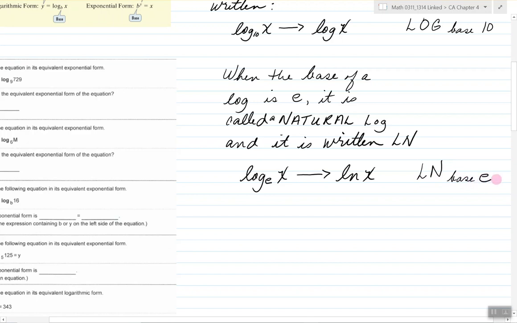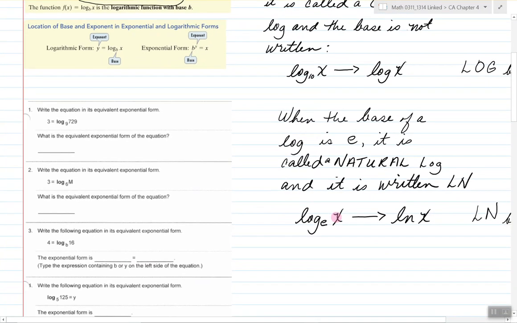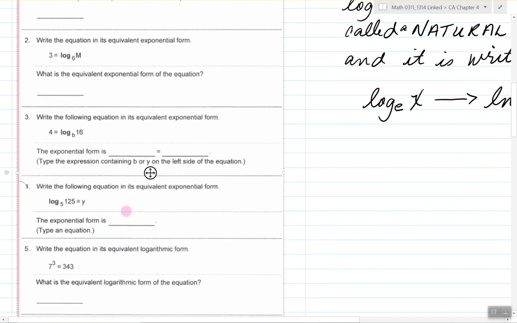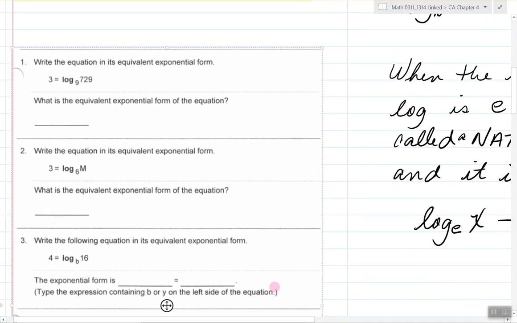We will talk more about that later, but I wanted to mention it right now. Natural logarithms, base e. Common logarithms, base 10. All right, now we're just going to switch back and forth between forms. Write the equation in its equivalent exponential form.